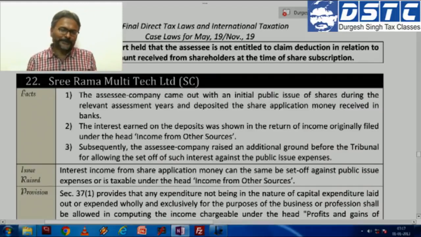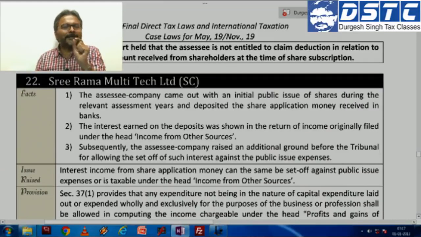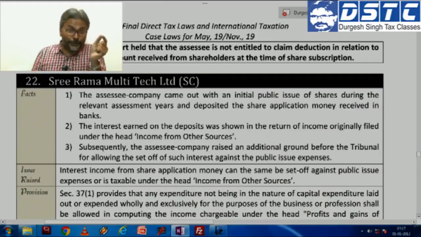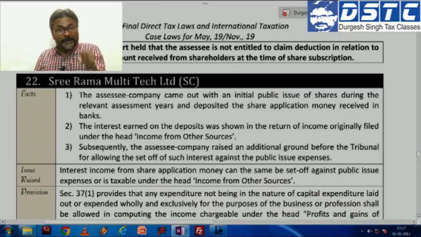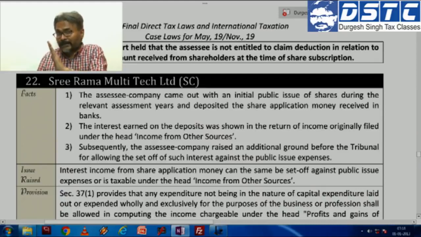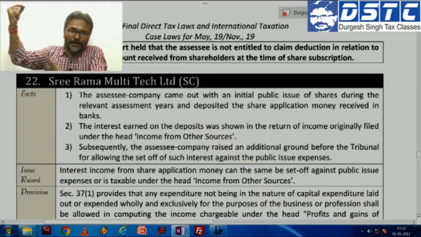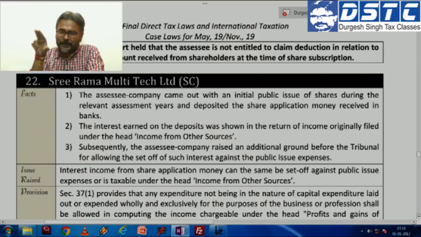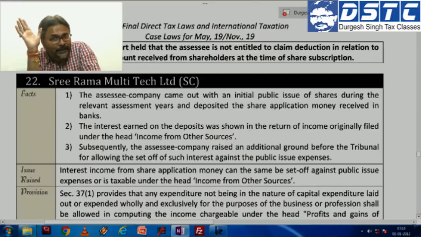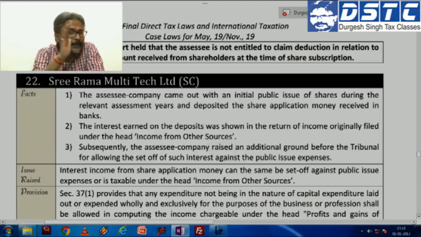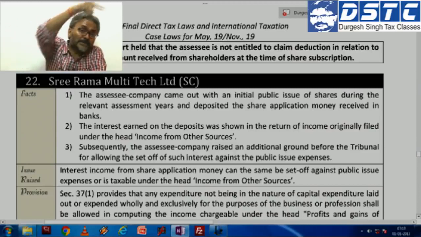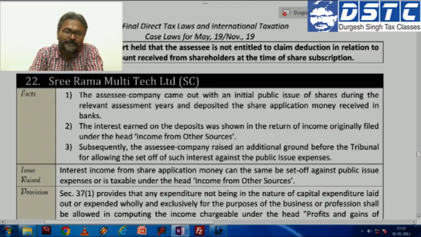what they did was a classic scenario. Here, in the year in which the company will make the allotment of the shares, in Henkel Spic Limited, the allotment was not done and the interest got accrued. In this particular case law of Sri Rama Multitech, the allotment of the shares was done. So what happened was, the share application money along with the interest got received by the company.